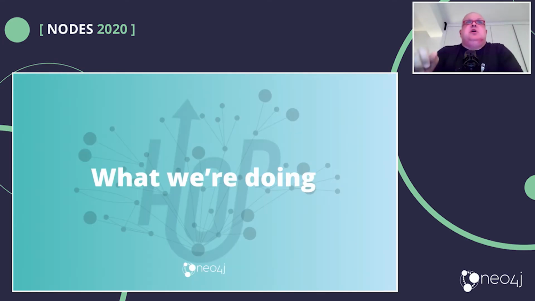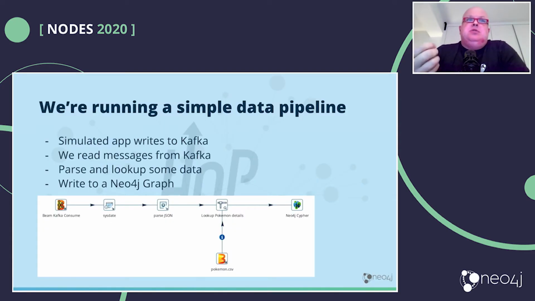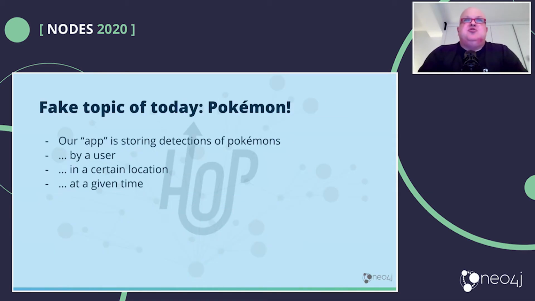What we're doing today is running a simple data pipeline, and we're going to simulate an app that writes messages to Kafka, and we're going to read them back, parse them, look up some extra data, and write them to a Neo4j graph, right? We're going to have a fake topic of the day, Pokemon. So our app is storing fake detections of Pokemons. People find Pokemons in a certain location at a given time, right?